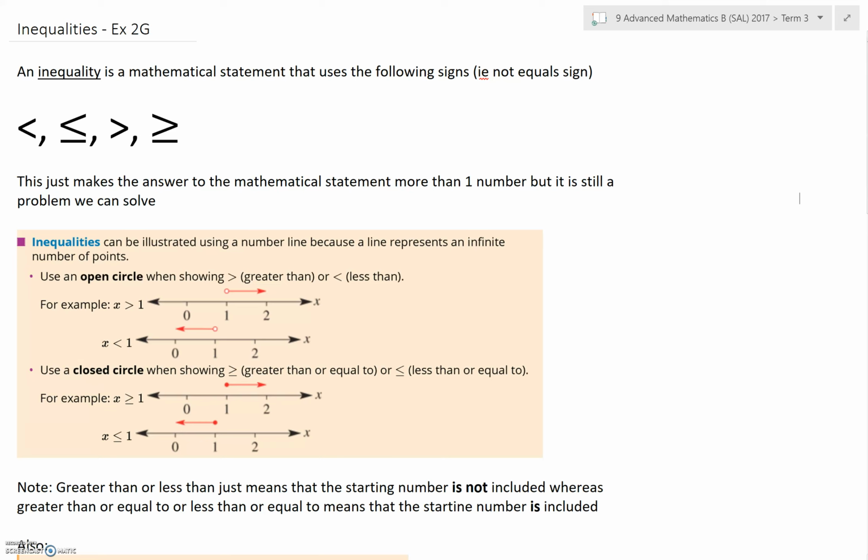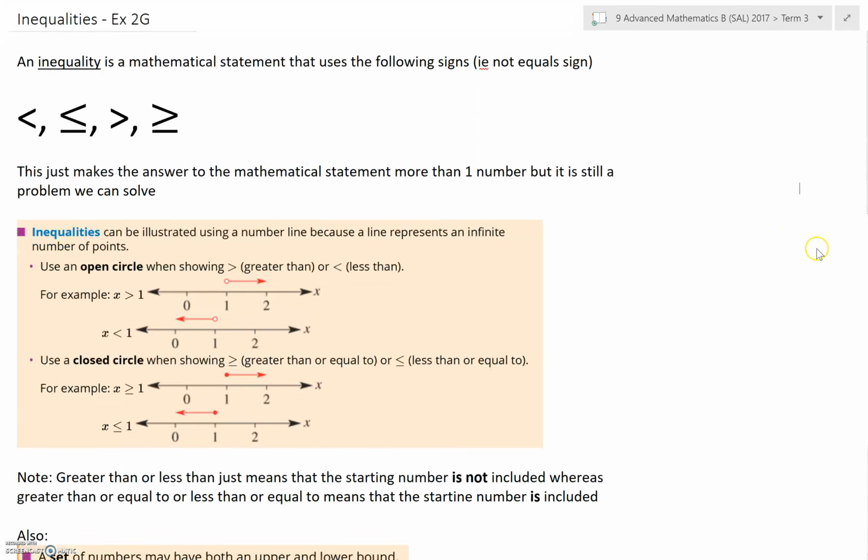So all this does to change the answer to the equation, or the inequation in this case, or the inequality, is just make the answer to the statement more than one number. But it's still a problem we can solve. So it's no different. We're not going to solve it in any different way than what we've done with normal algebraic equations. We've just got a few different rules.